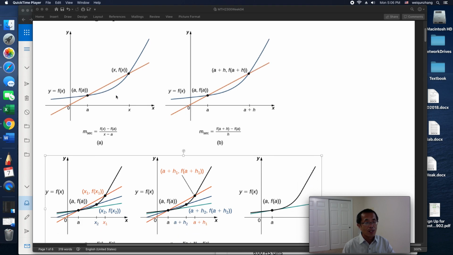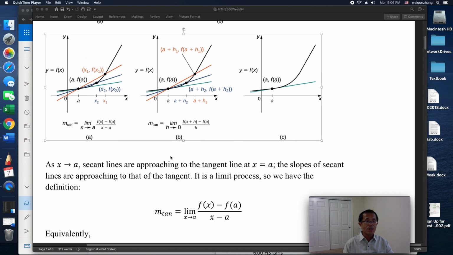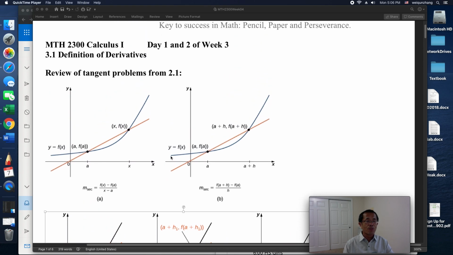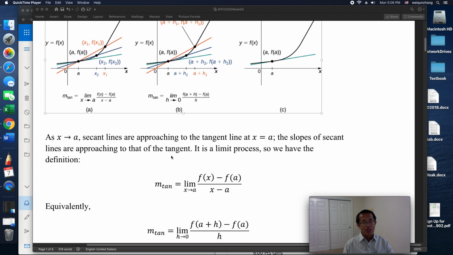At this moment, I suppose we understand the slope of the tangent can be approximated by the slope of a secant. Furthermore, as x approaches A, the secant lines approach the tangent line, and accordingly, the slopes of the secant lines approach that of the tangent. So indeed, that is a limit process, like we discussed in chapter 2. Chapter 2 is the introduction of calculus, and most of the time in chapter 2, we consider limits.